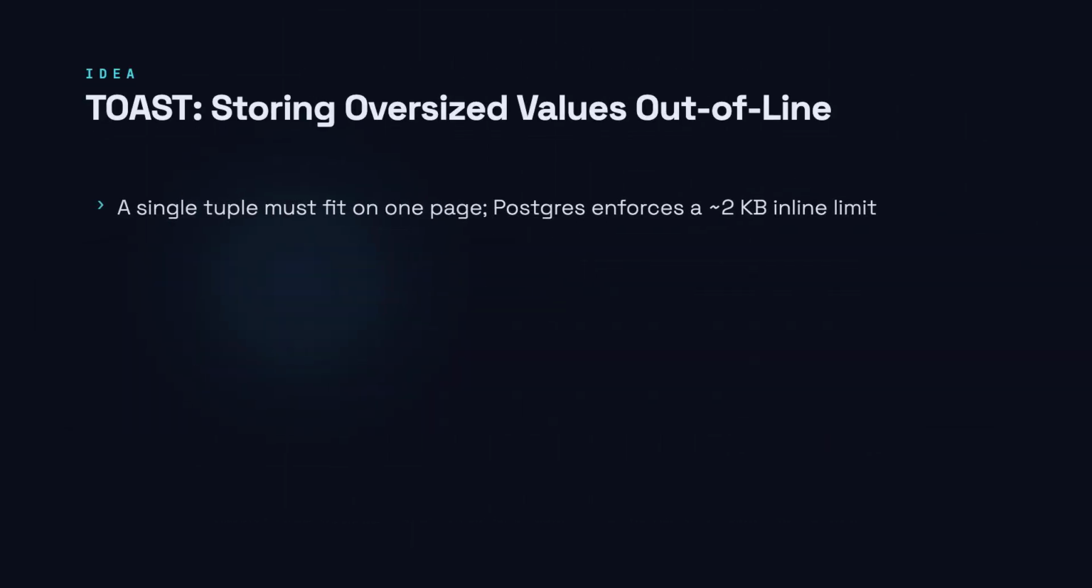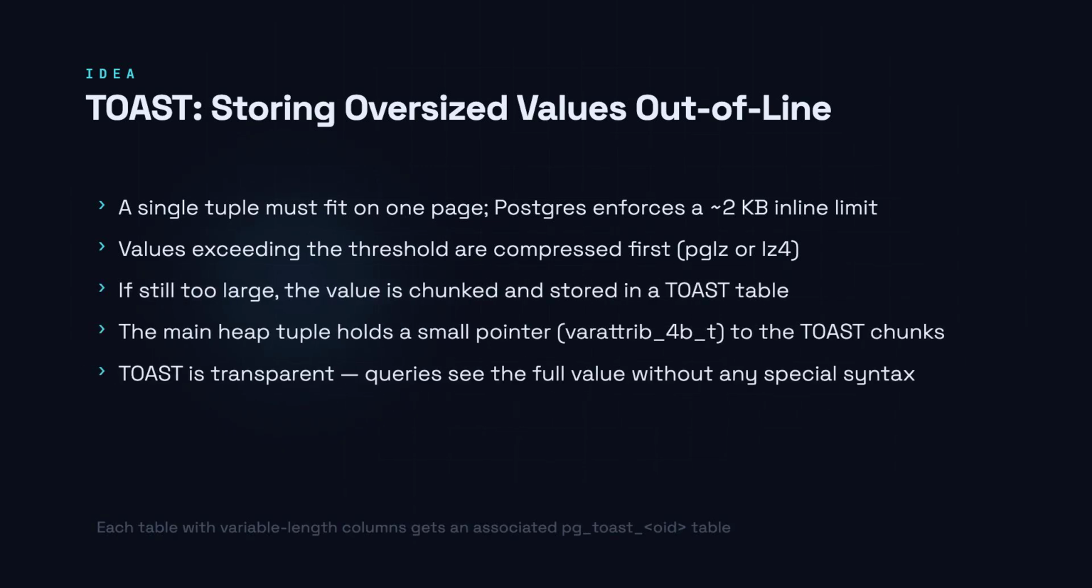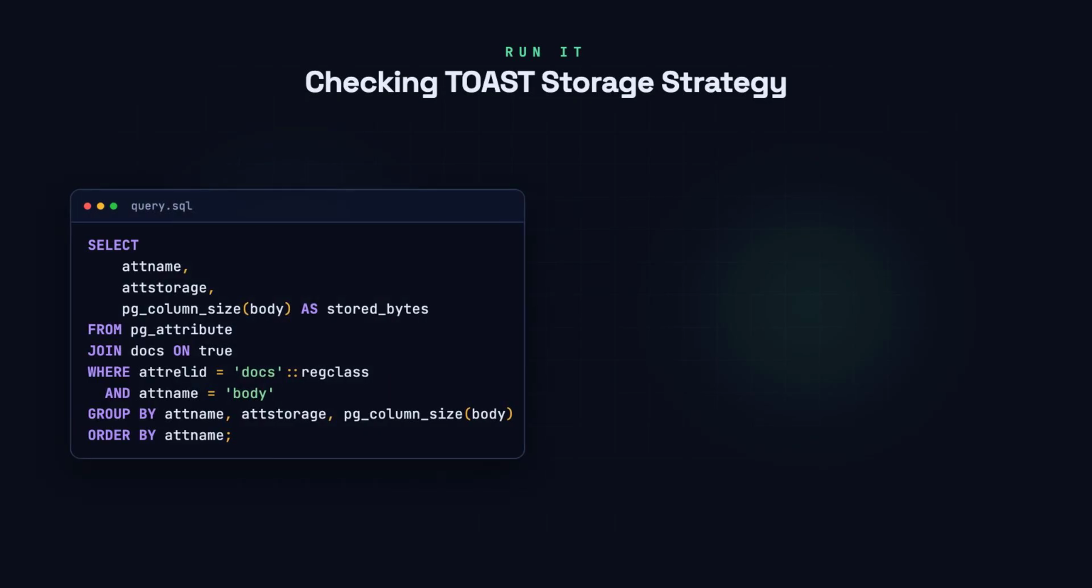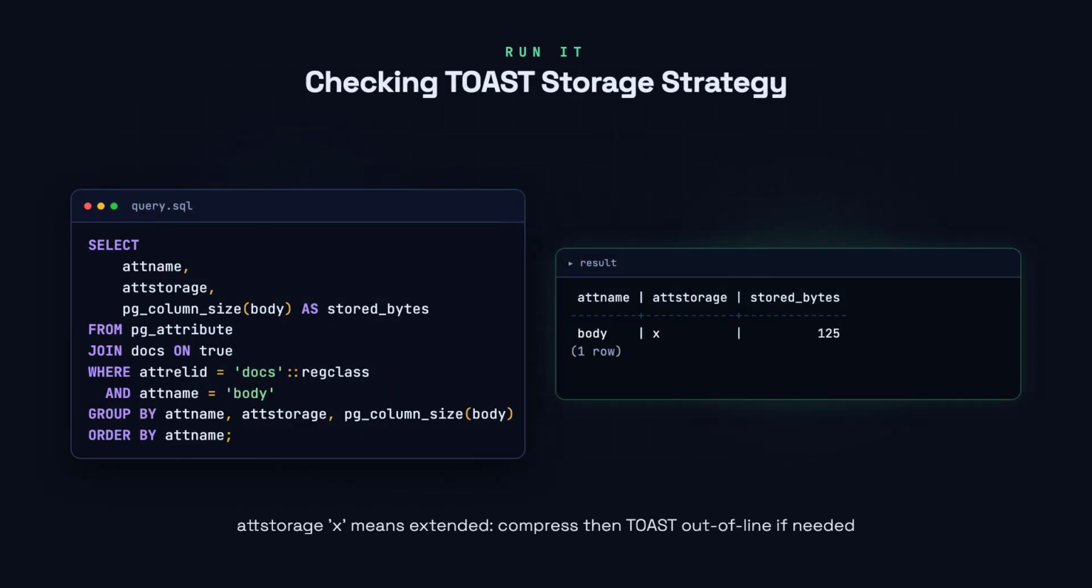When a column value is too large to fit inline, Postgres silently redirects it to a companion toast table. The heap row stores only a small pointer. Compression happens first, so many large values never actually leave the main page. The pg_attribute catalog exposes the storage strategy for each column. A value of X for extended means Postgres will compress the data, and if it still exceeds the threshold, move it out of line into the toast table automatically.